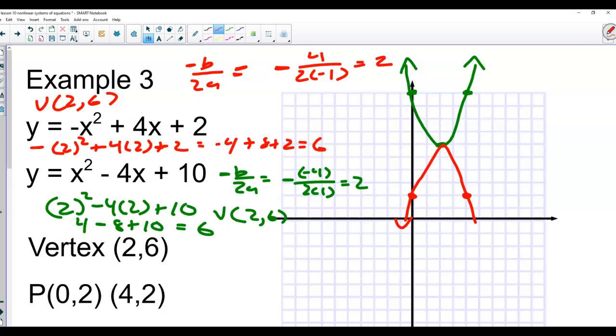Here's my next parabola. I don't need to worry about where they intersect. They intersect at one point, at that vertex point, which is 2, 6.